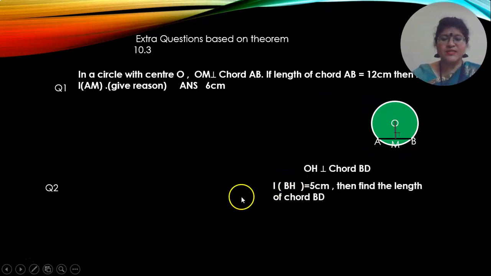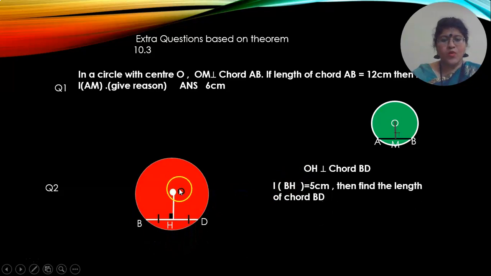Now, this is another question. OH is perpendicular to BD and BH is given as 5. So if BH is 5, what will be HD? HD will also be 5 because the perpendicular is bisecting the chord. And if HD is 5, what will be the whole thing BD? It will be equal to 10 centimeters.